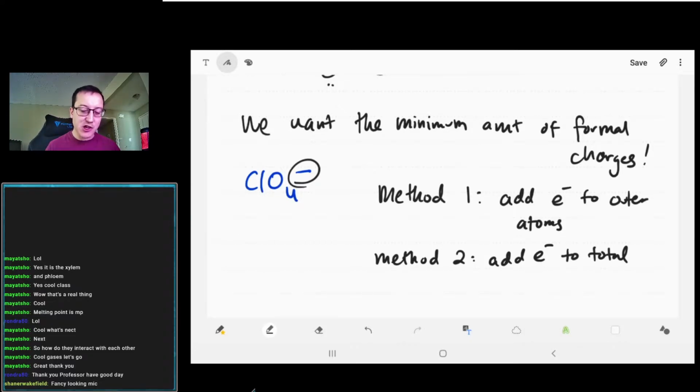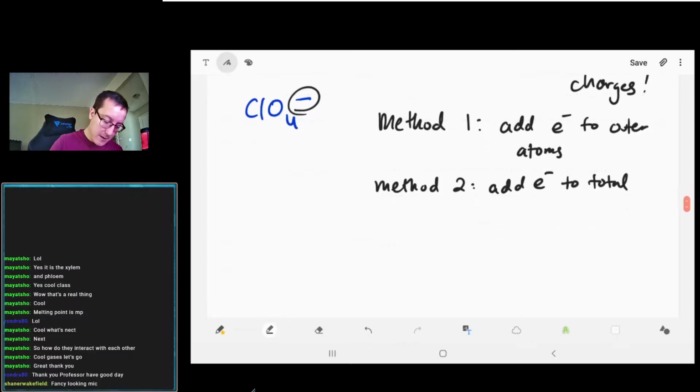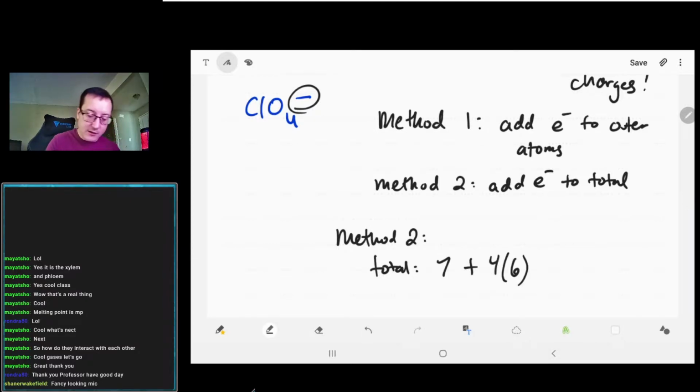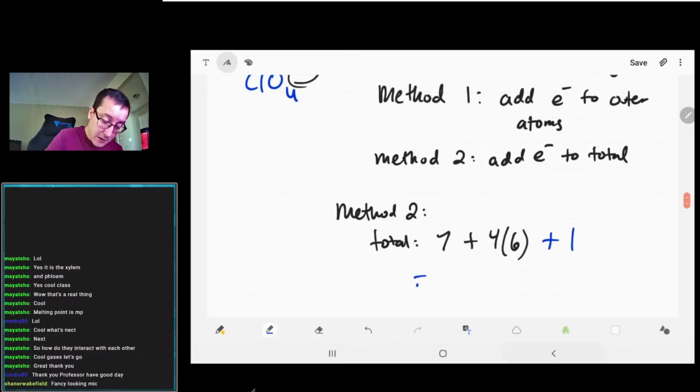So I'm going to actually do method 2 first, and then I'm going to show you how to do this molecule or this ion with method 1. Okay? So the total electrons is 7 plus 4 oxygens plus 1 electron, because it's negatively charged, which equals, oh my goodness, 32? Let's see. 6 times 4 is 24, plus 8 is indeed 32.